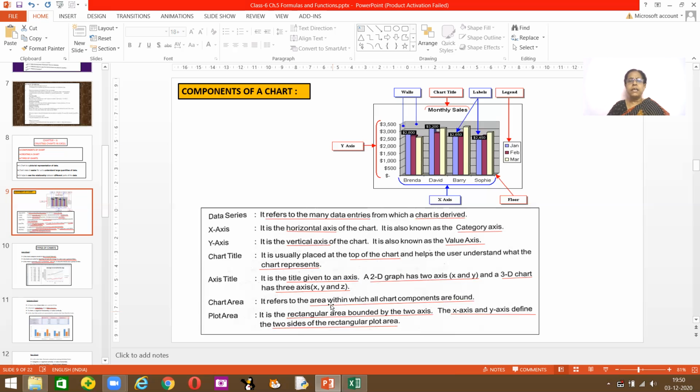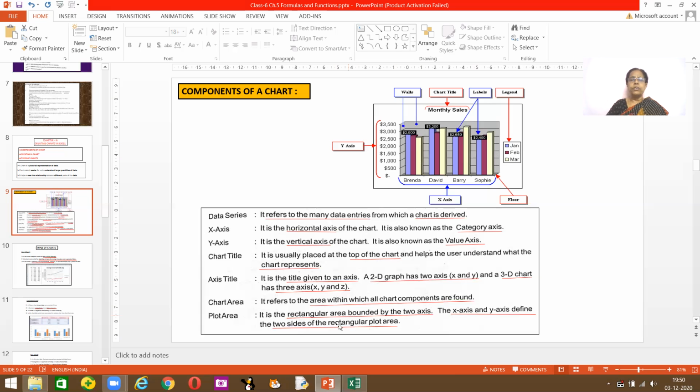The chart area. The chart area is the area within all these components that appear within this chart area or this rectangular box. This area is called the chart area. And actually, these are the walls of the chart. So it's within these walls is the chart area.